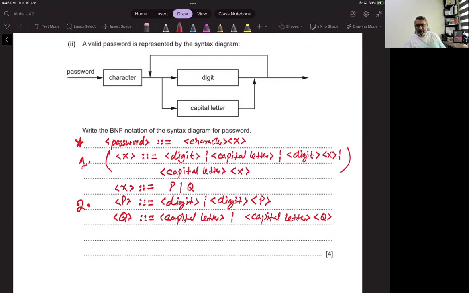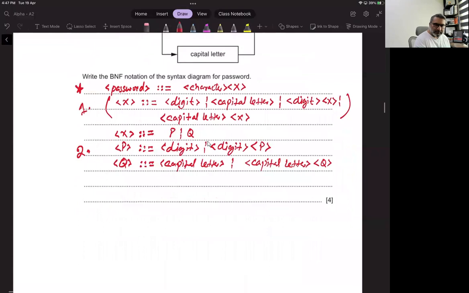If we have to start with a character, so this is the character. We will write this line, then this line. This is B1, or this line. These three lines basically. This is B2. Either of these two. So it will be: password is defined as character and X.